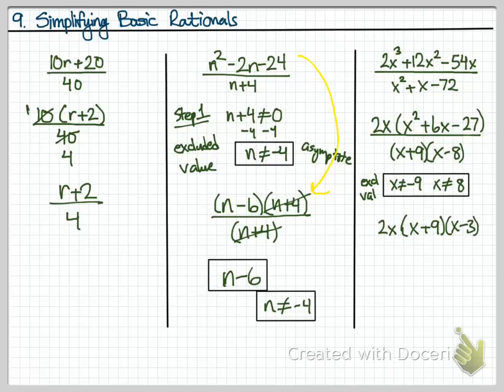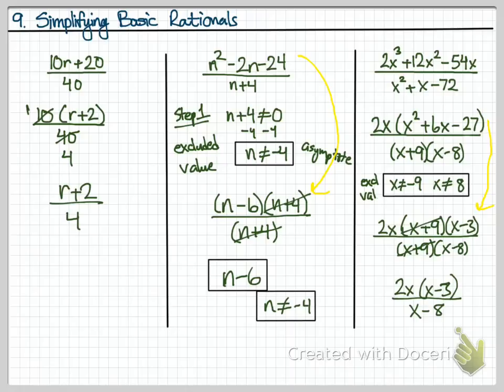Let's go back to the numerator. Oops. Let's factor that out. Bam. We get 2x times x plus 9 times x minus 3. Denominator stays the same, x plus 9 times x minus 8. We can recognize that we have x plus 9 in both the denominator and numerator, which we then cancel. That leaves us with 2x times x minus 3 over x minus 8, with excluded values of negative 9 and 8. That is in a simplified form, and it expresses its excluded values.